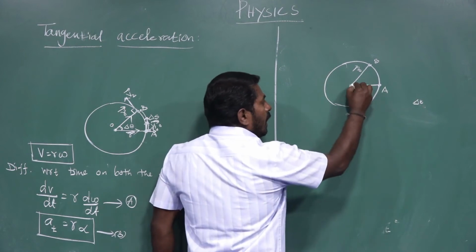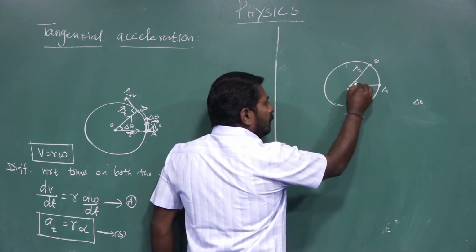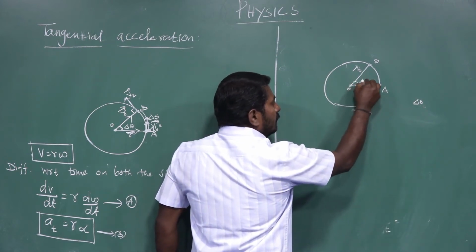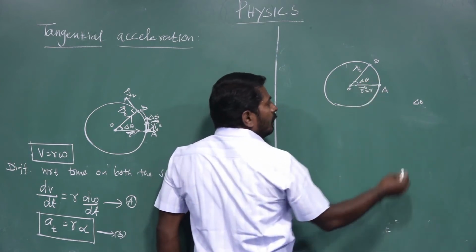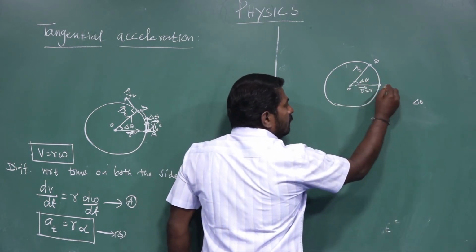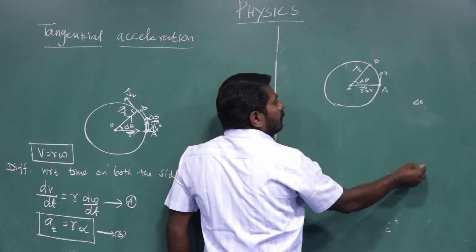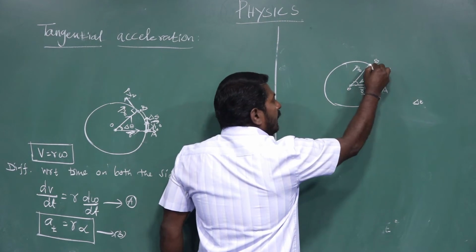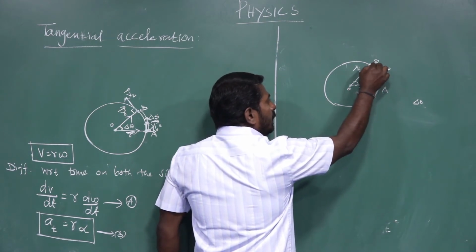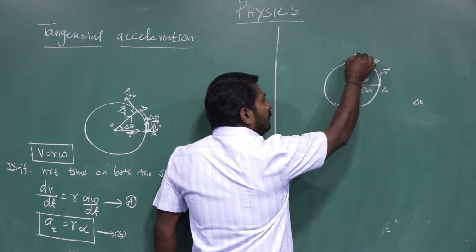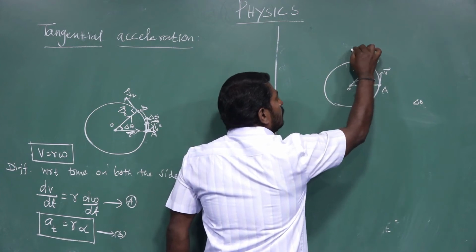Position vector, angle subtended at the center of the circular path is delta theta. At this point A, the direction of linear velocity is v. If a point object moves to position B, the direction of linear velocity of the point object is v.